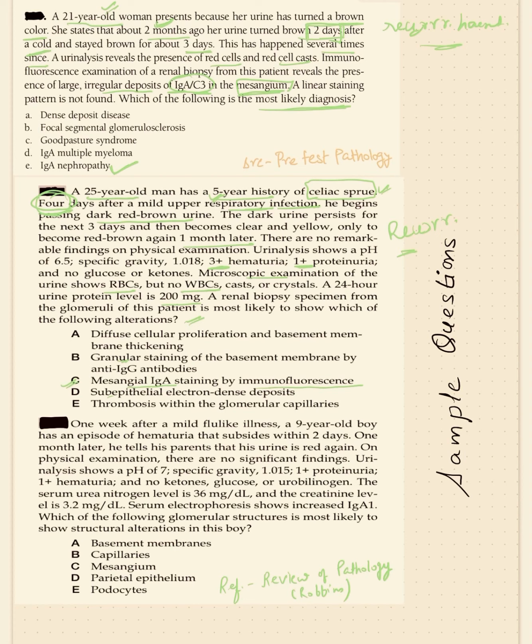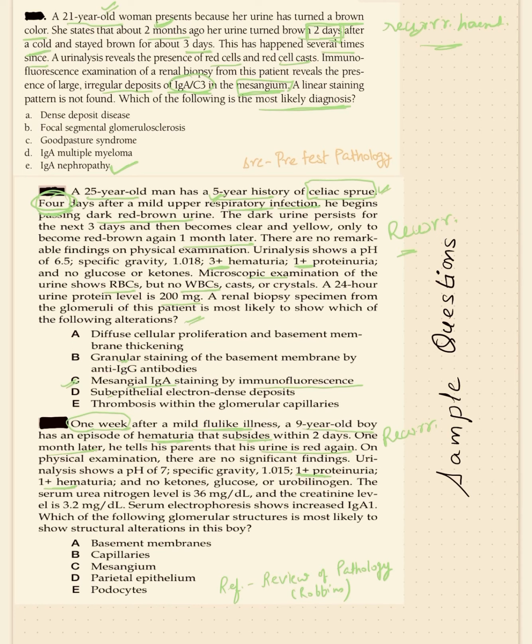Another question on IgA. One week after a flu-like illness, a 9-year-old boy has an episode of hematuria that subsides, and then after 1 month again, urine is red. So there is recurrent hematuria, and there is a latent period of 1 week. On physical examination, no significant findings are there, and urine analysis shows proteinuria 1 plus, then hematuria, so presenting as nephritic syndrome. And the urea nitrogen level is 36 mg%.